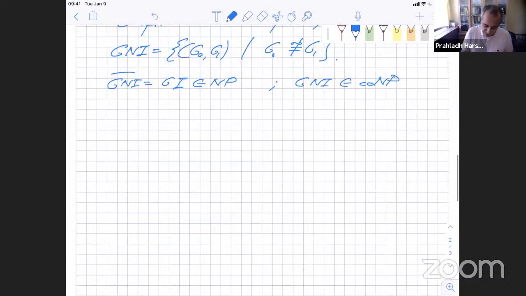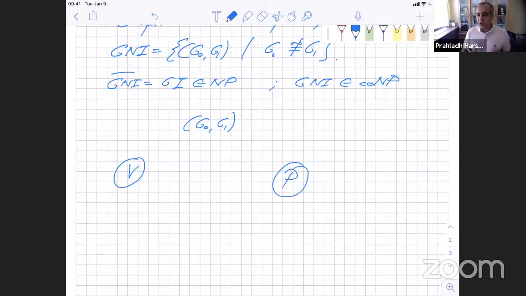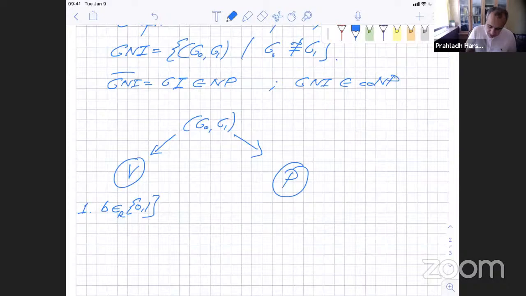So G0 and G1 are something both the verifier and the prover have access to. It's a common input given to them. And the prover wants to convince the verifier that G0 and G1 are non-isomorphic graphs. That's the goal of the prover. What will the verifier do? We're going to do exactly the same as before. You pick one of the two graphs at random, just like you pick Coke or Pepsi. B is just a bit. So I'm going to send GB to the prover.